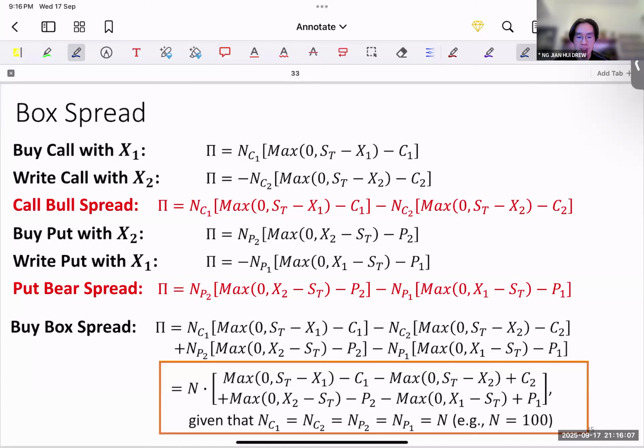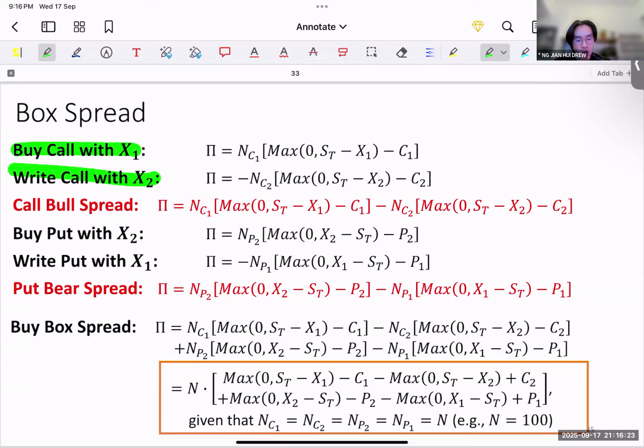Okay, so we have a bull spread position. A bull spread is a combination of you buy a call at X1, right? So we buy a call at X1, you write a call at X2, right? So this is what we covered earlier. We do a bull spread.